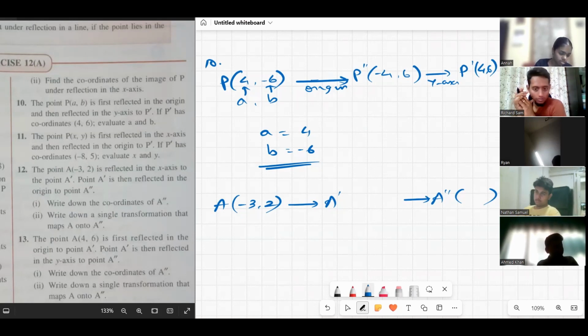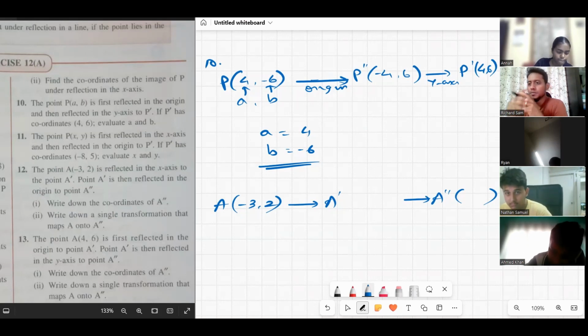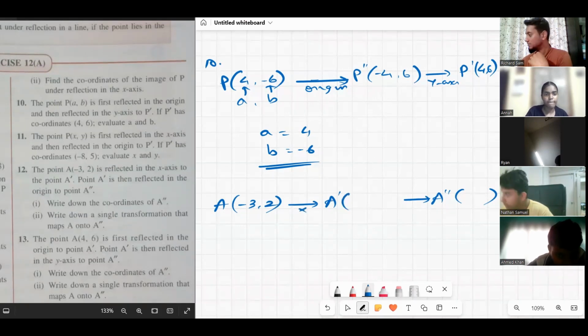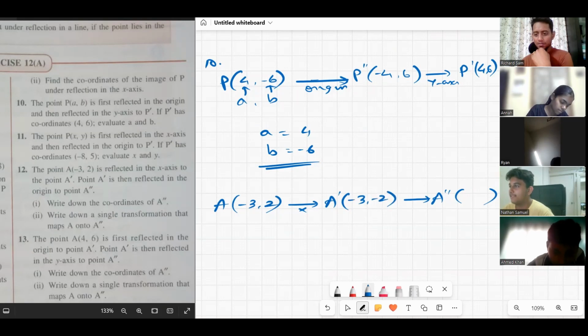No, A double dash is 3, 2. Okay, let's see. Anyone else? 3, 2. Success. Aman, did you start? Yeah. You finish? You need to be fast. So first reflection on the x-axis, it will become minus 3, minus 2. And then reflection on the origin, that will become 3, 2. Right? That's the first answer.